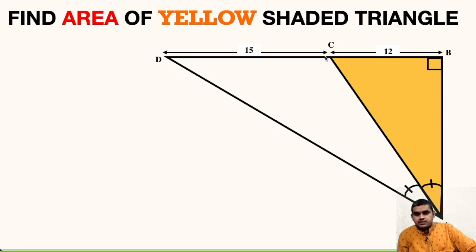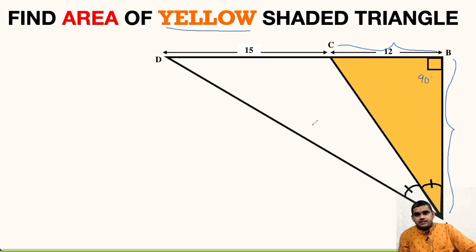So in this question we need to find the area of the yellow shaded triangle, that is triangle ABC. It is a right angle triangle, and we know that the formula for the area of a right angle triangle is base times altitude divided by 2. We can take this as the base, which is given to us, but the altitude is not known. So our endeavor will be to find this length AB.